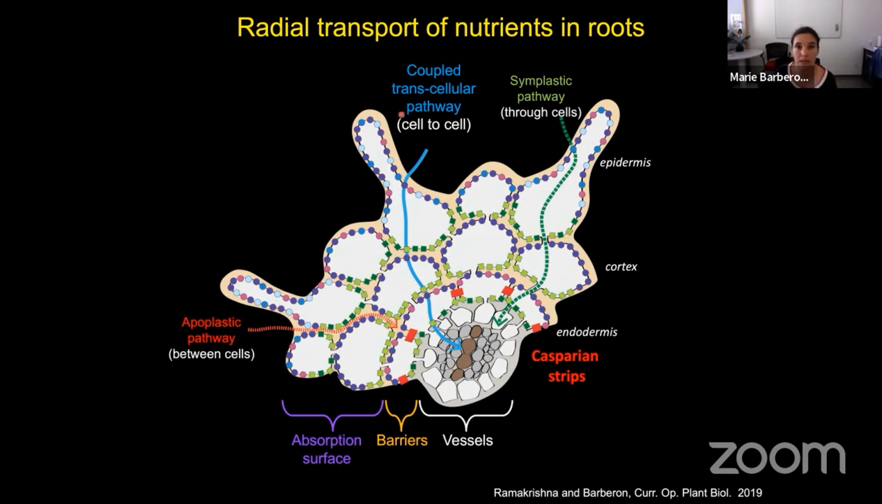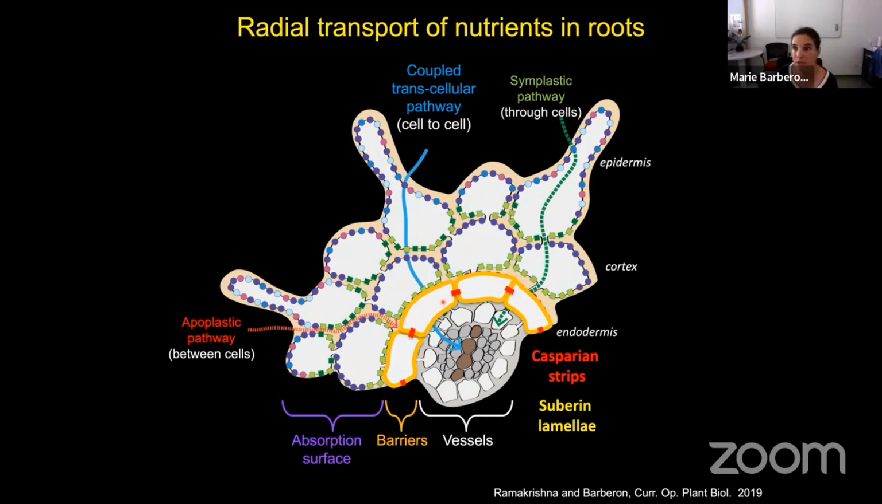And then there is a third pathway that is often forgotten, but actually the best characterized so far, the coupled transcellular pathway, where nutrients can be transported through influx and efflux carriers that are polarized along root cell layers, allowing cell-to-cell transport. And this pathway is also affected by the presence of a barrier in the endodermis, principally by suberin lamellae that can be deposited in the endodermis.